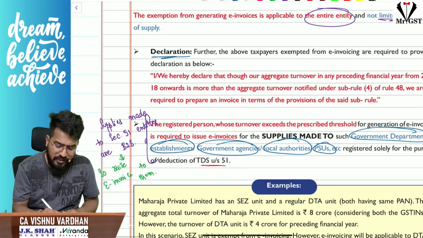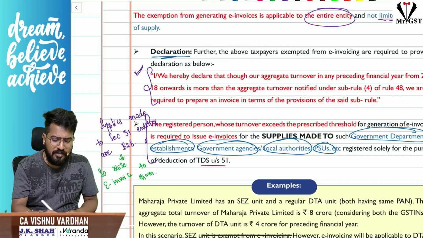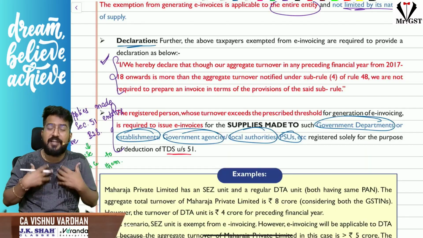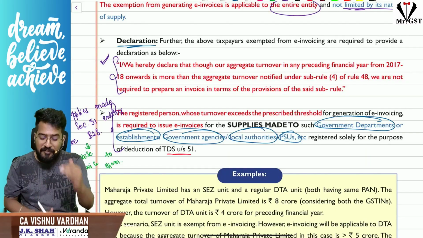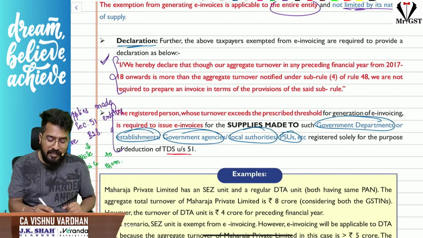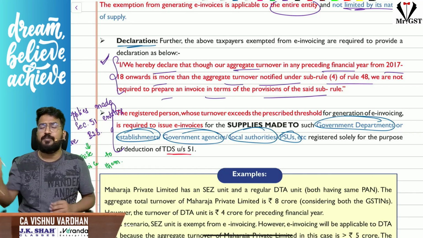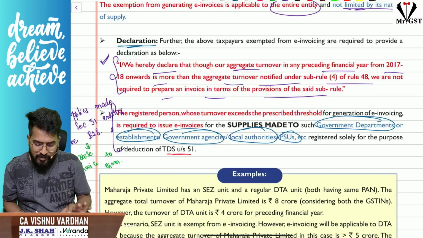They should give a declaration here. What is the declaration? Sir, they should give a declaration saying that, even though our aggregate turnover is exceeding 5 crores, for us e-invoice provisions are not applicable. Like that, they should give a declaration in the invoice that they are enjoying the relaxation from raising the e-invoice. Okay, fine, that is one thing.